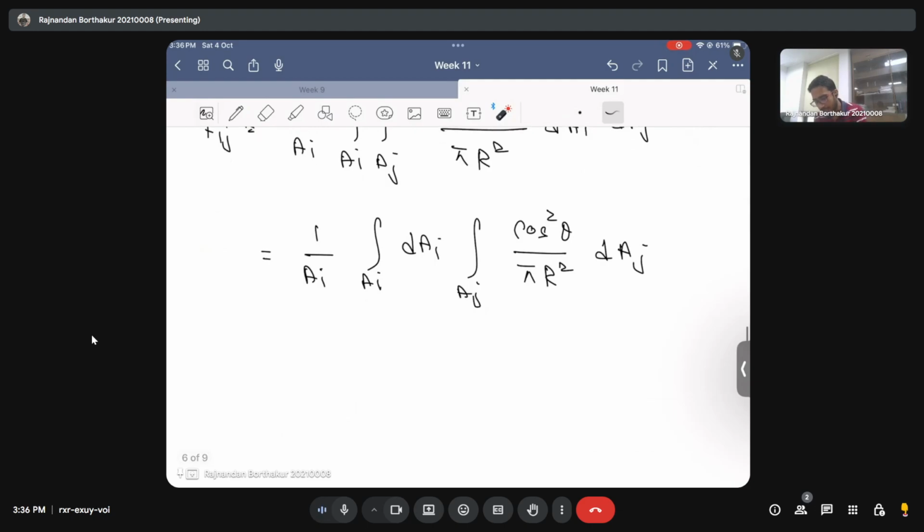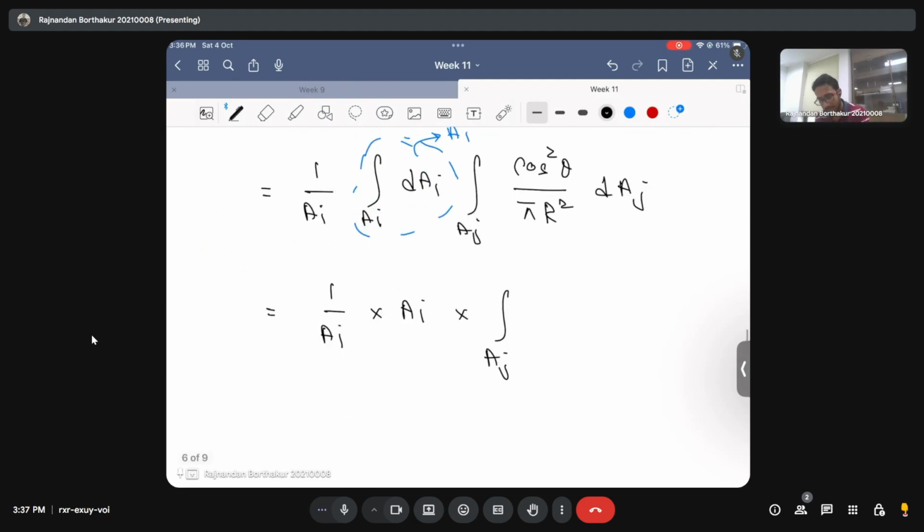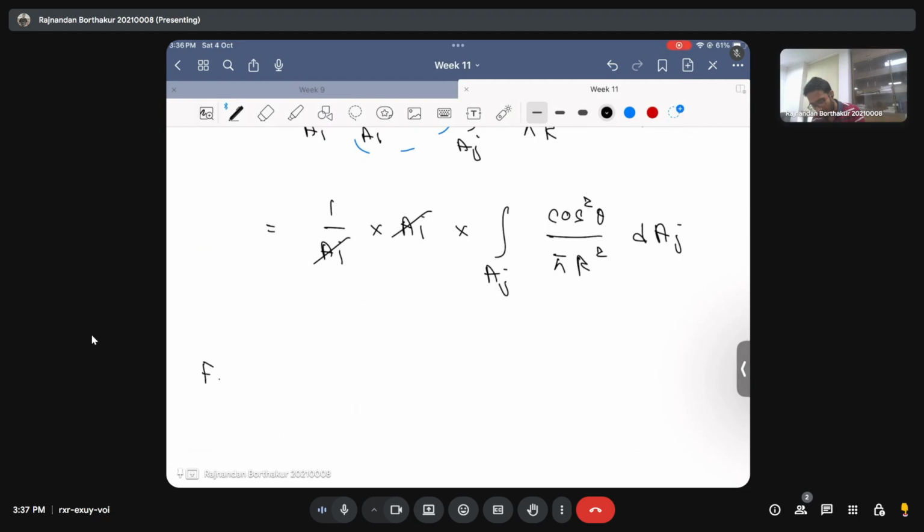So then this integral simply turns out to be 1 upon Ai times Ai, because this integral will just give you Ai, and then we just need to evaluate the integral over the surface of Aj, cos square theta by pi r square dAj. Ai and Ai cancel, and my expression of Fij further simplifies to the integral over Aj of cos square theta by pi r square dAj.